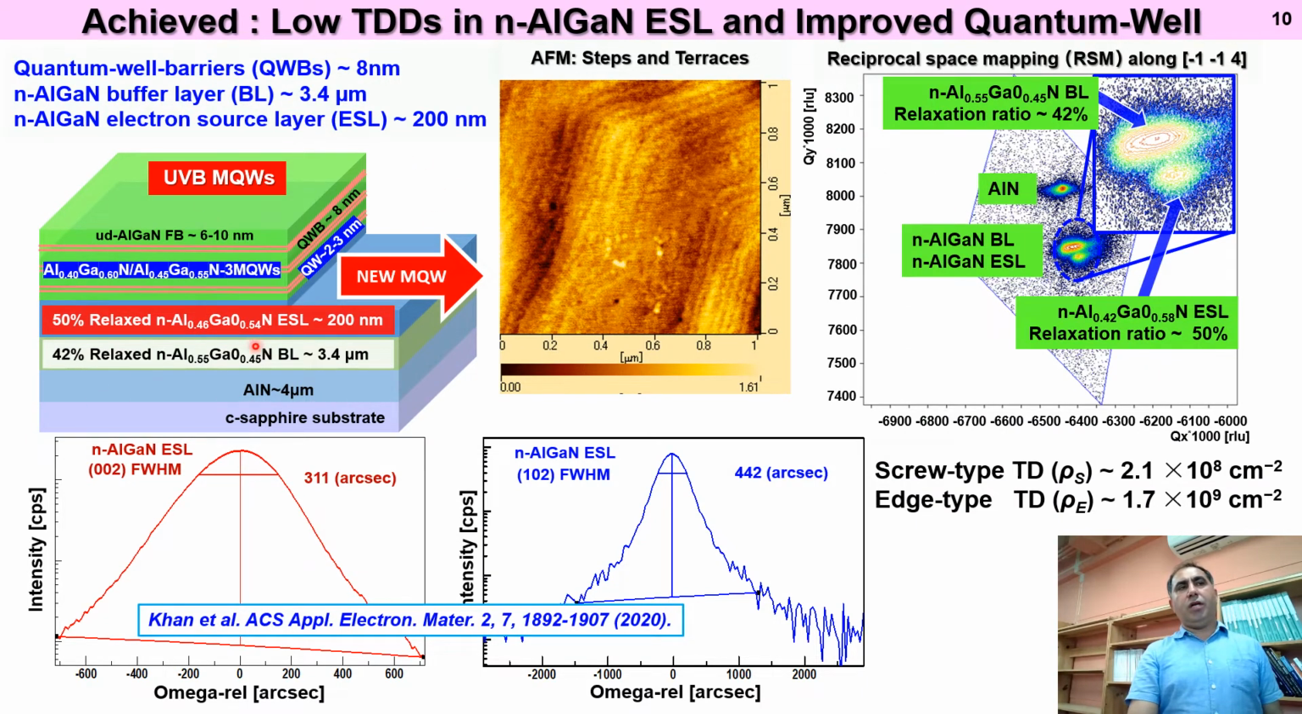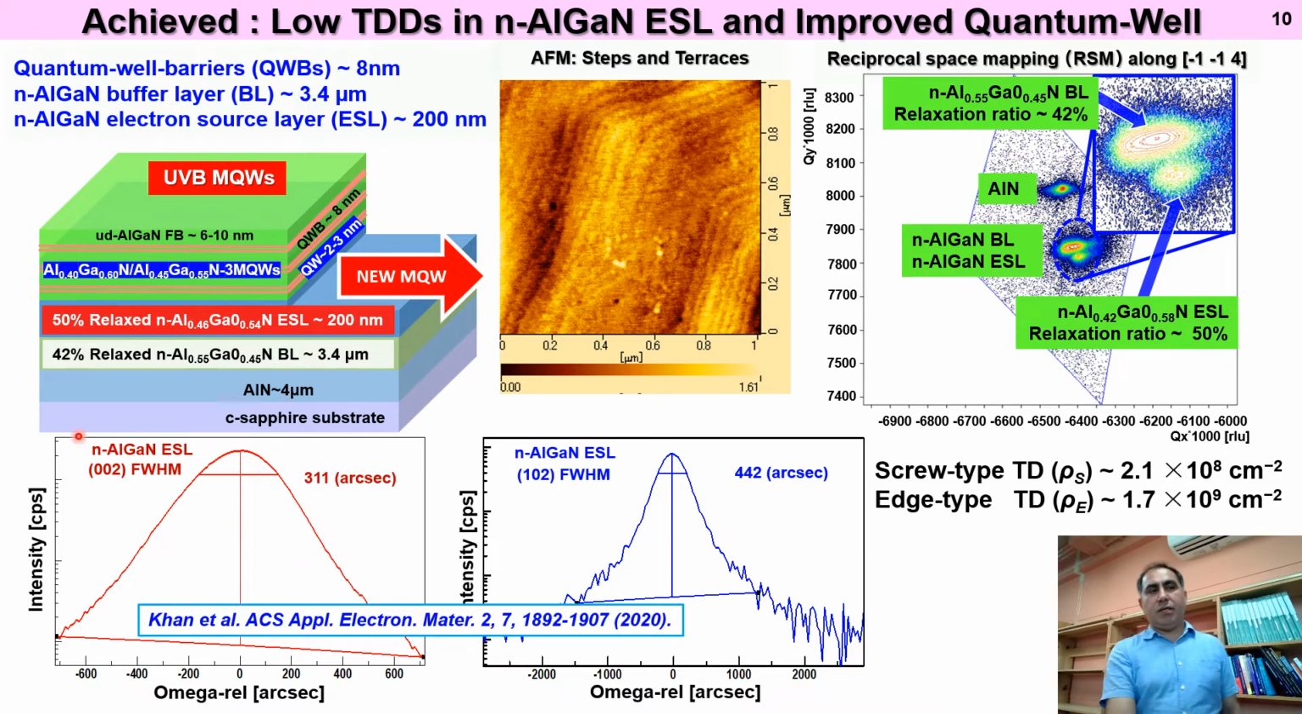First, we grow the quantum well structure for UVB LEDs, where this is the LED structure. The important point is that we grow a 3.4 micrometer thick buffer layer, which is 42% relaxed. And the electron source layer was 50% relaxed, and this was measured by reciprocal space mapping along the -1 -1 2 4 reflections by using XRD.